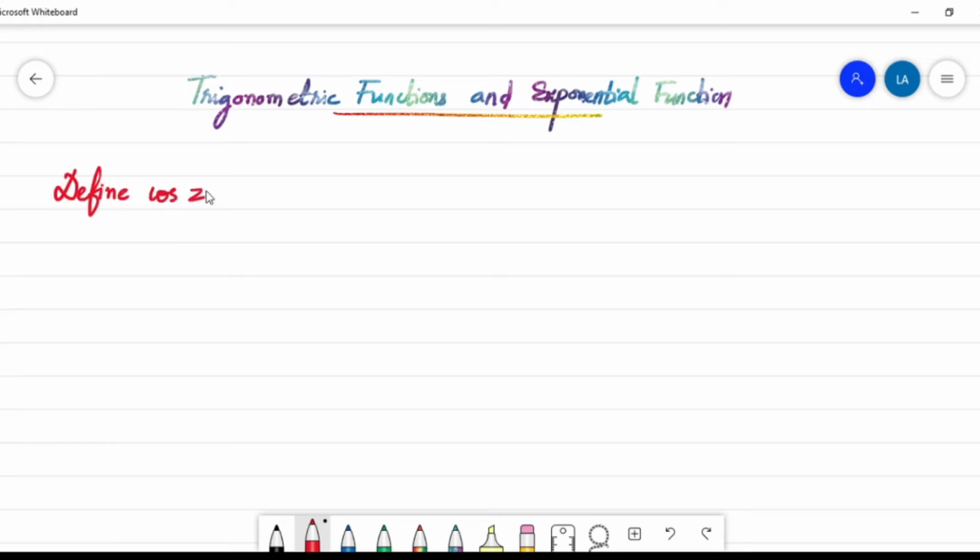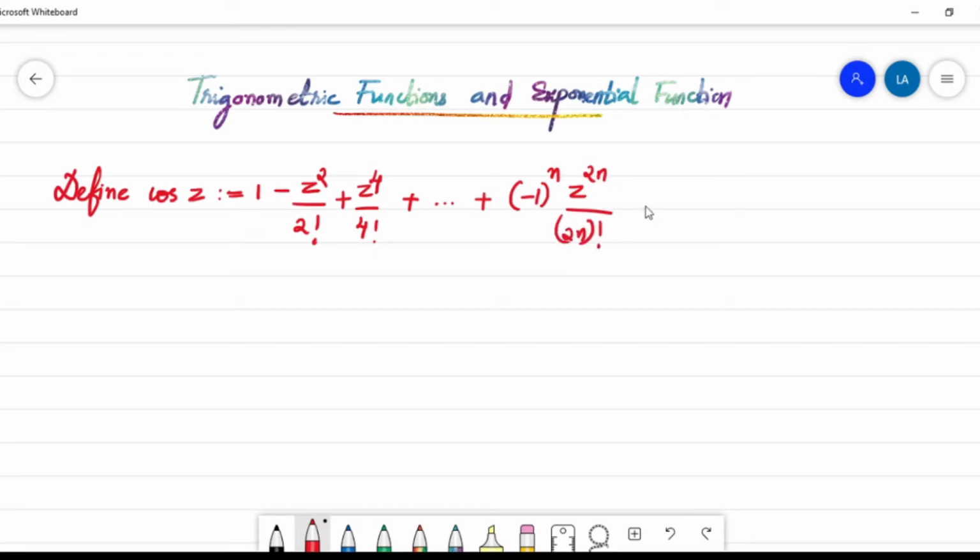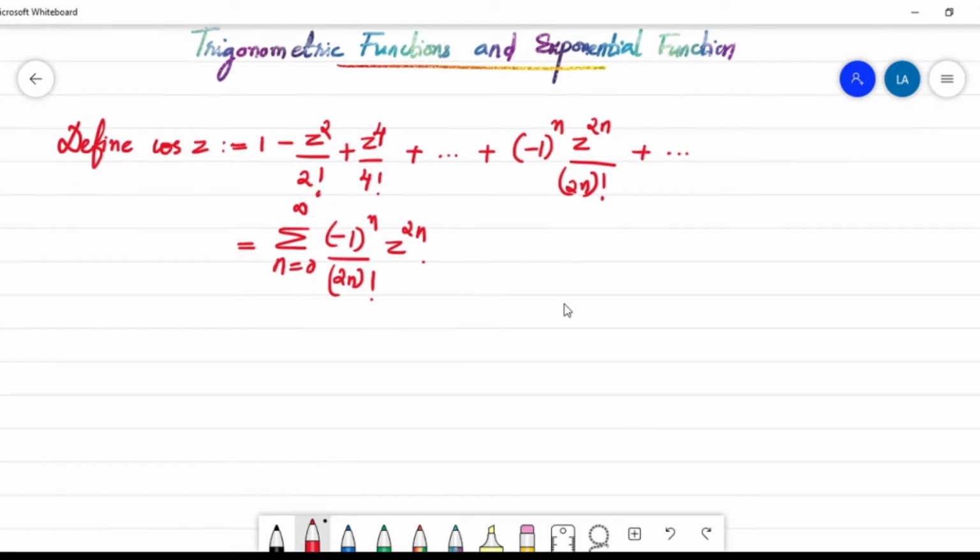cos z. Cos z is defined as 1 minus z squared divided by 2 factorial plus z raised to 4 by 4 factorial plus etc., plus the general term minus 1 raised to n into z raised to 2n divided by 2n the whole factorial, plus etc. So this is equal to summation n equal to 0 to infinity of minus 1 raised to n divided by 2n the whole factorial into z raised to 2n. Okay, first we defined cos z as a power series.